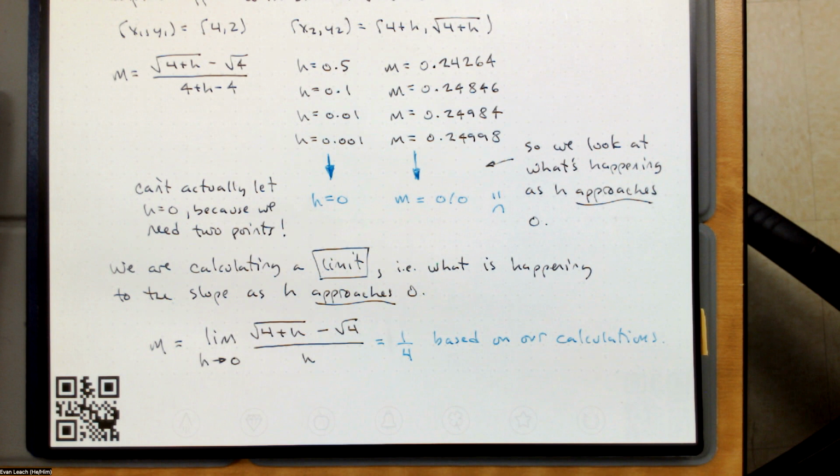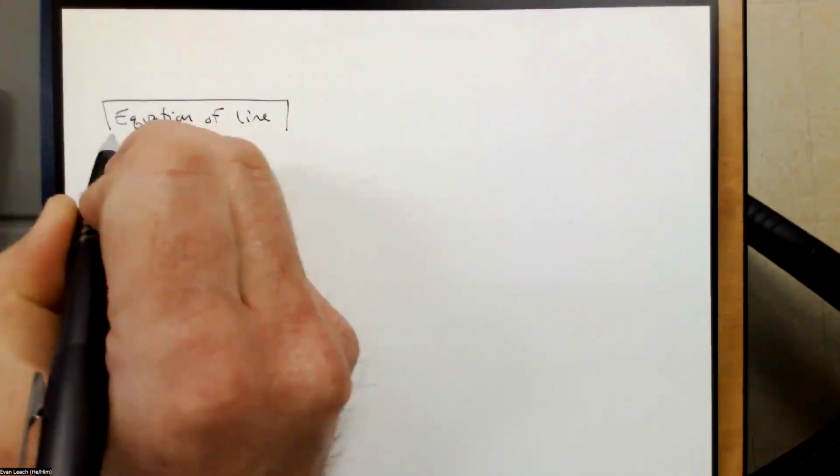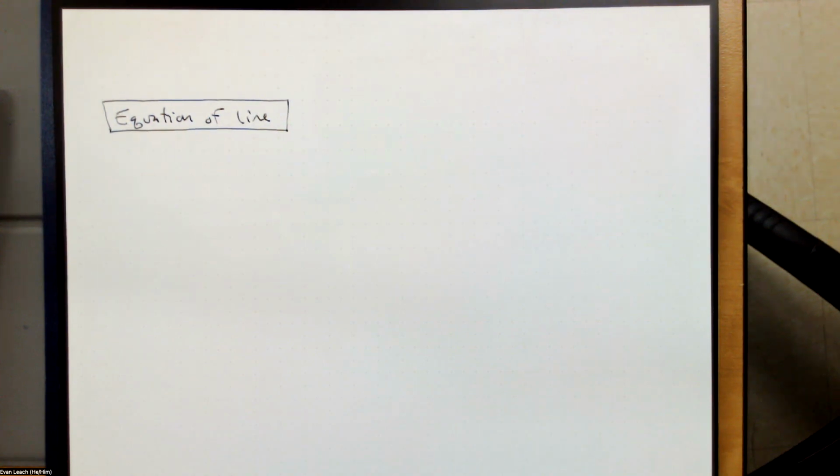I do want to talk a little bit about finding the equation of the line, because at this point I can write the equation of the line through that point (4, 2). We have the slope, we have a point, we have enough for the equation of a line. So I want to do a quick side trip into the equation of a line and how it is structured.